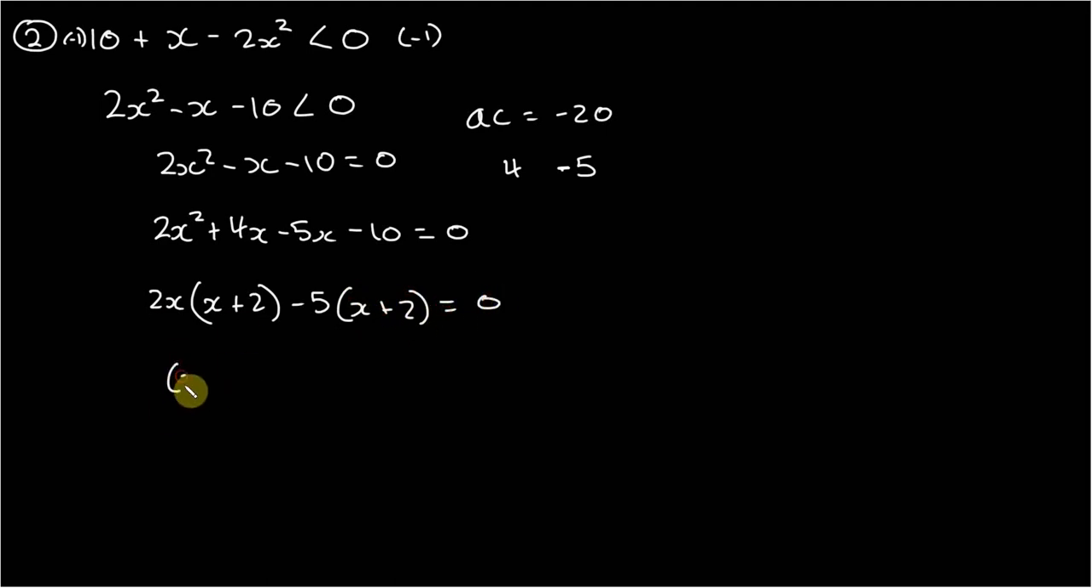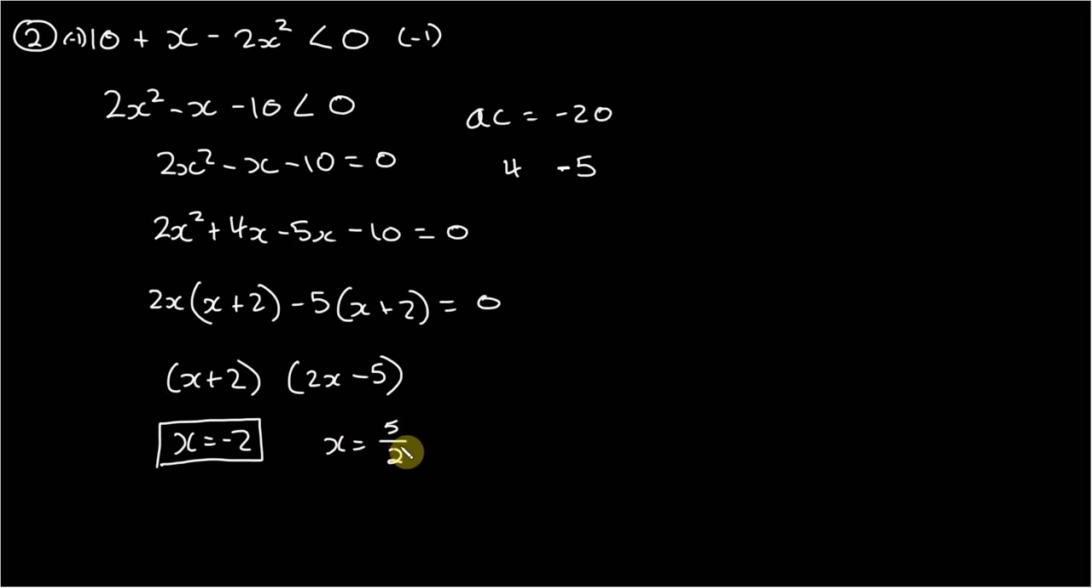So we have x plus 2, or 2x minus 5, which is to say that x equals negative 2. Now I'll box that off. Or x equals 5 over 2, which is the same as 2 and 1/2. I'll just box that as well. So in the next step, we found our two roots, two solutions.